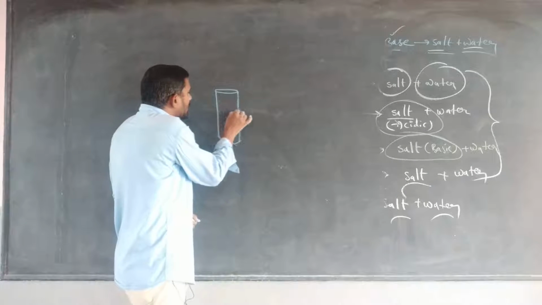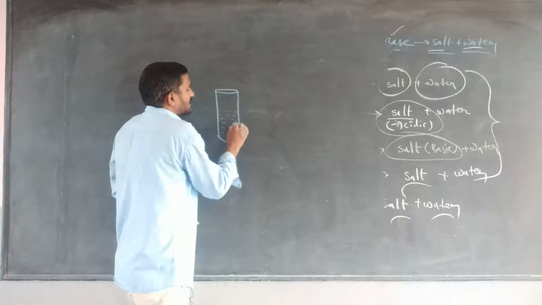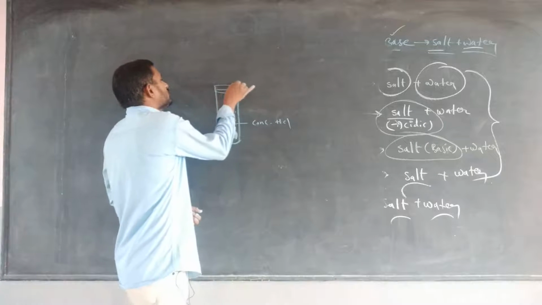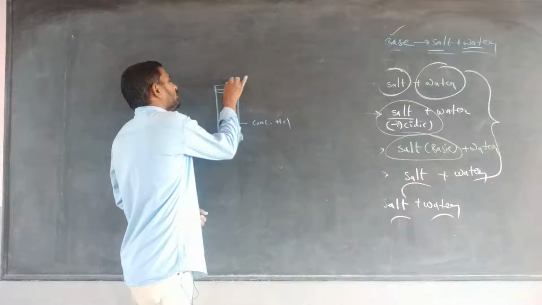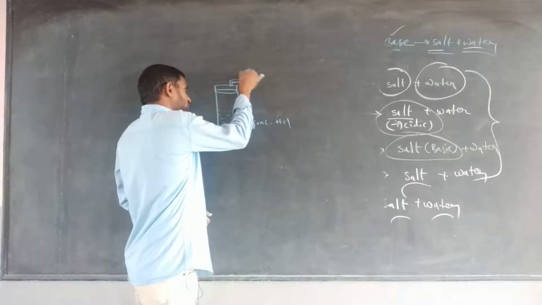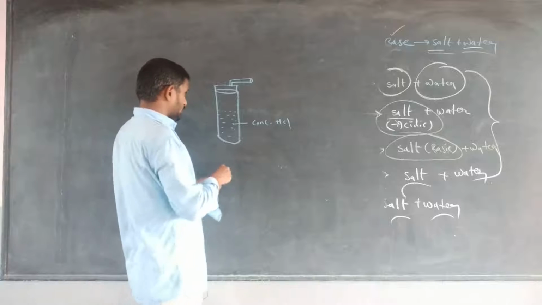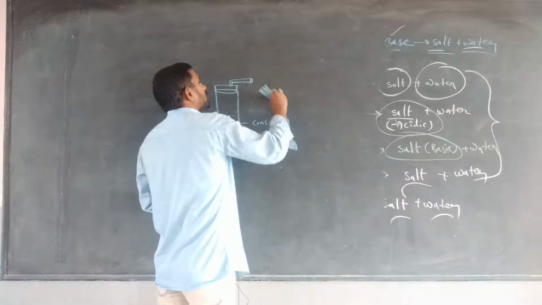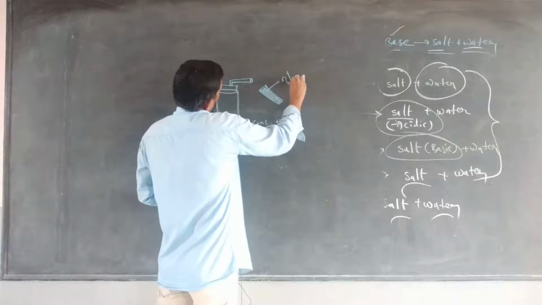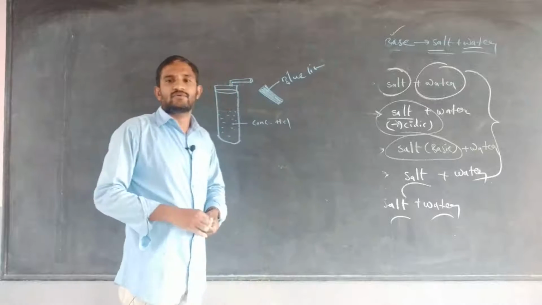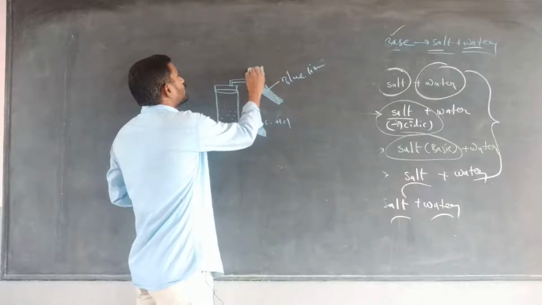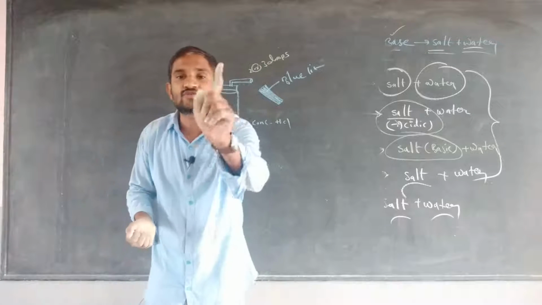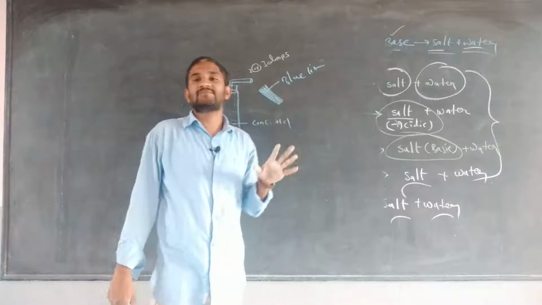In the test tube we take concentrated hydrochloric acid. We close it with a rubber cork, make one hole and fix the delivery tube. And we take one blue litmus paper. Now what we have to do is add 2 or 3 drops of concentrated acid to this blue litmus paper.